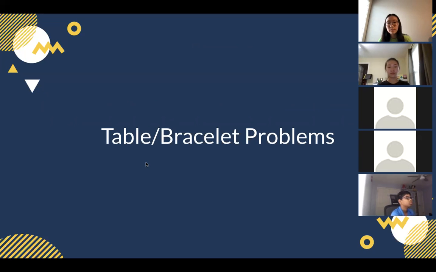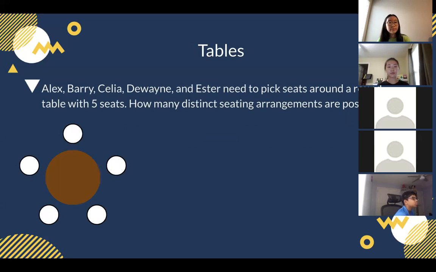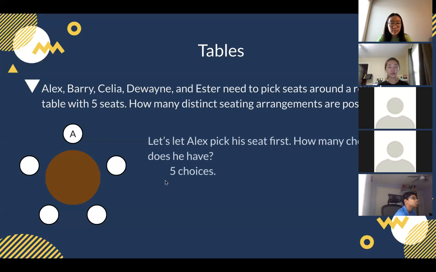So now on to table and bracelet problems. So our first question: Alex, Barry, Celia, Dwayne, and Esther need to pick seats around a round table with 5 seats. How many distinct seating arrangements are possible? So let's have Alex pick his seat first. How many choices does he have?